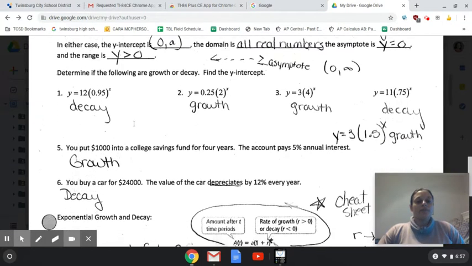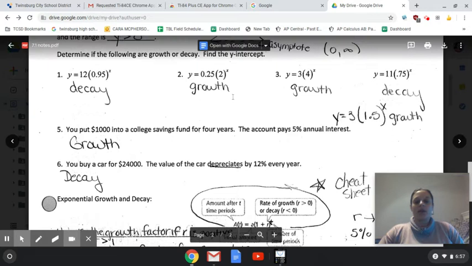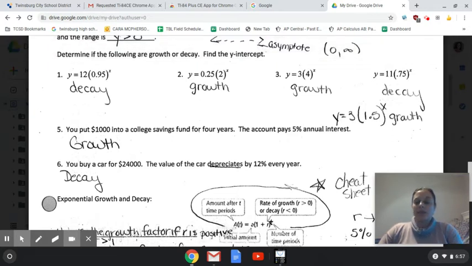This is kind of where I want to stop today. I didn't really love the exponential growth questions on Delta Math. I may be able to find a few. I think I'm going to create a Google form that takes you through some of these, identifying is it growth, is it decay, what's the y-intercept, some of the key features, without having to do too much in the way of graphing.